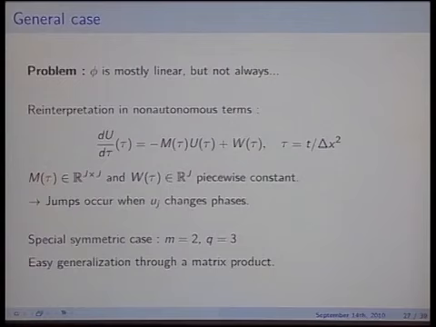Here I'm going to talk only about the special symmetric case m equals 2, q equals 3, which is this one. The slope here is 2, the slope is 2, and the slope is minus 1 here. So it's a very simple case. The only thing is that you can generalize very easily the things I will show you just by doing a matrix product with a diagonal matrix, because the slopes here and here you can see very easily in the semi-discrete scheme.